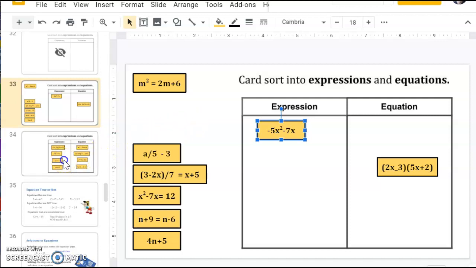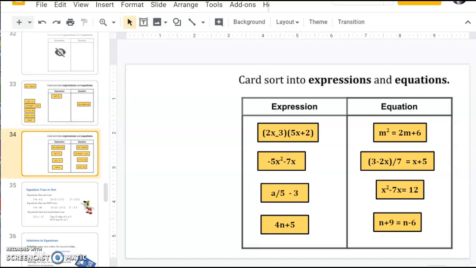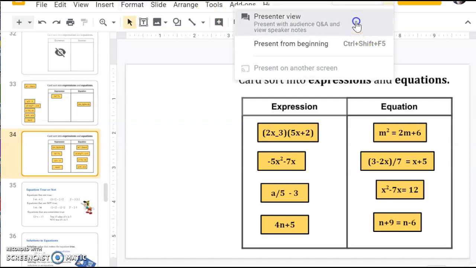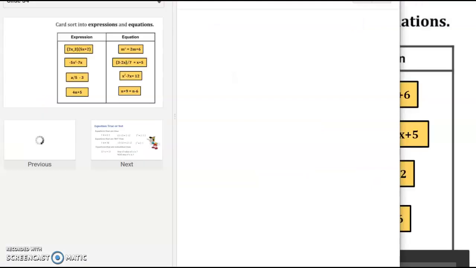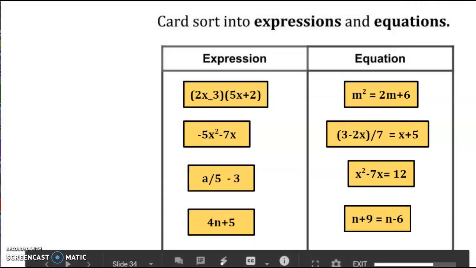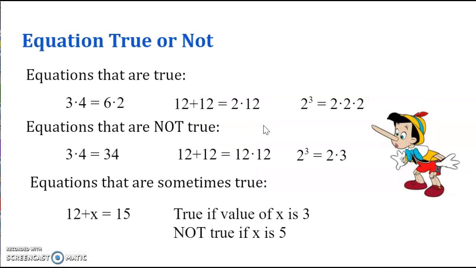Okay, so I'm assuming that you've done this. This should be what your tile, or your slide, should look like. Okay, here we go. You have 4 expressions and 4 equations. And notice that the equations all have an equal sign, and the expressions have no equal sign there. Great.